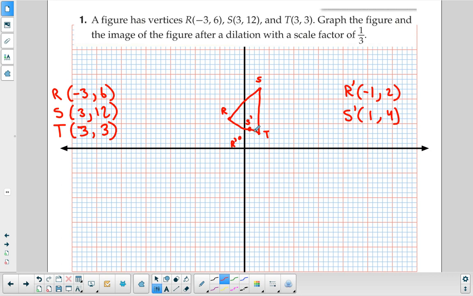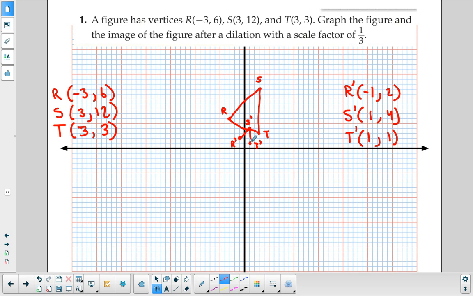Now, sometimes shapes might overlap. Sometimes a new shape might be inside of another shape. It just all depends. And now I'll take point T. So I'll do 3 times 1/3, which is 1. And then the y point is also 3, which is also going to be 1. So T prime is at 1, 1. So this is T prime, and I'll connect those.